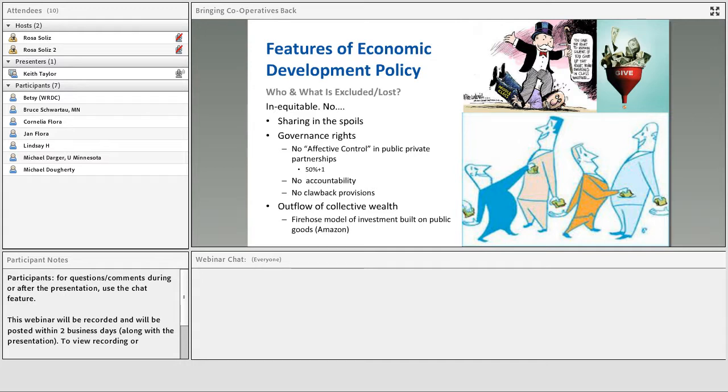Additionally, there's this outflow of collective wealth in how we're doing these things. So we essentially have this fire hose model of investment that Amazon uses, where Amazon comes out and says, if you just throw money at us over and over again, we will eventually get to a scale where we'll outcompete everybody. Your public goods are being put into this, though. Many of these investors come from the pension systems and foundations and whatnot. And this is done in a way that undermines local enterprise.